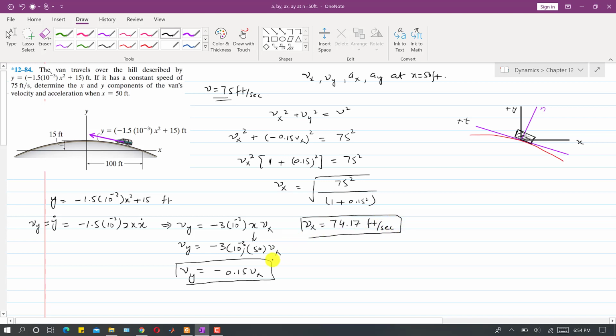And now if we put this vx value in this vy, this will give us the vy magnitude. So vy will be equal to minus 0.15 into vx, which is 74.17. So this comes out to be vy is equal to minus 11.13 feet per second.